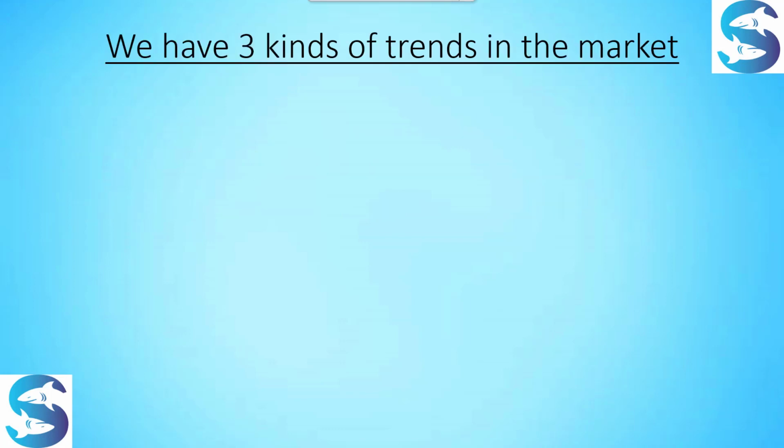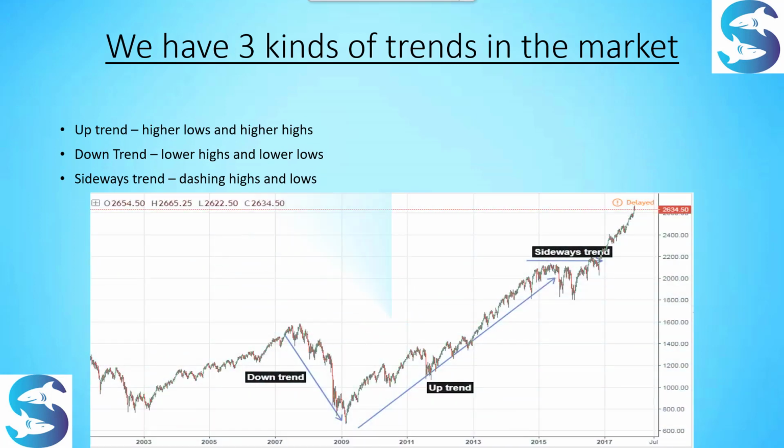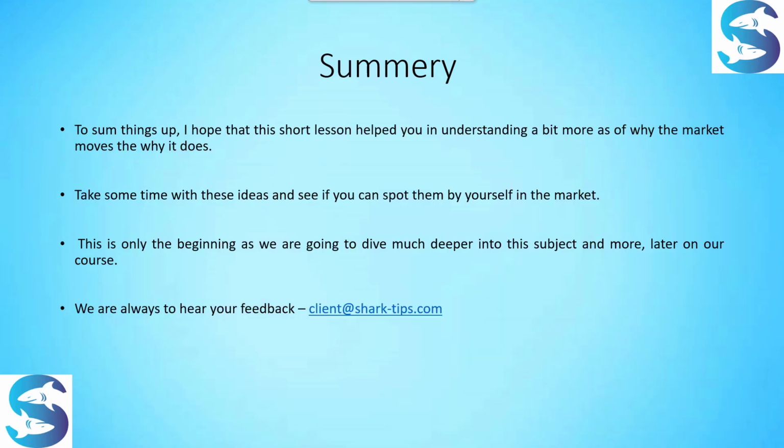There are 3 kinds of trends in the market. 1. Uptrend, higher lows and higher highs. 2. Downtrend, lower highs and lower lows. 3. Sideways trend, flat highs and lows.